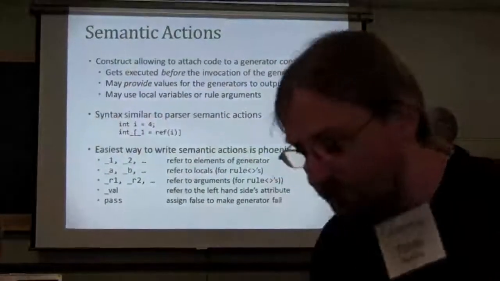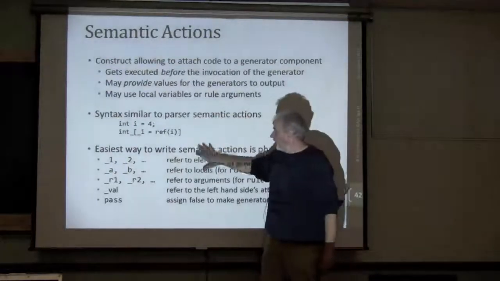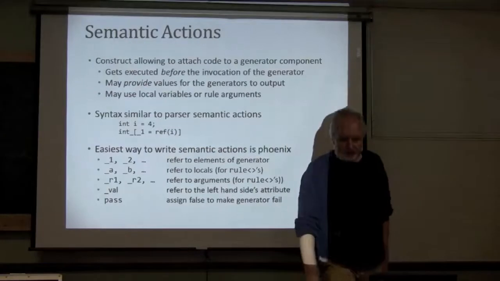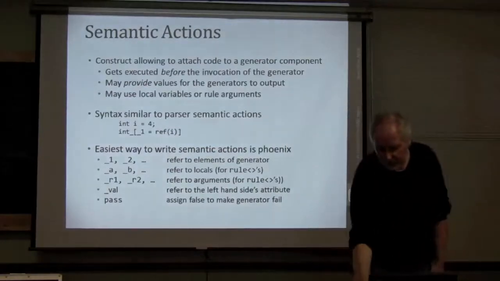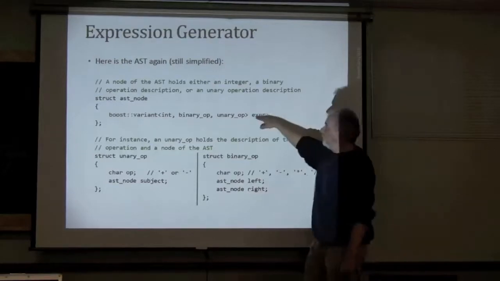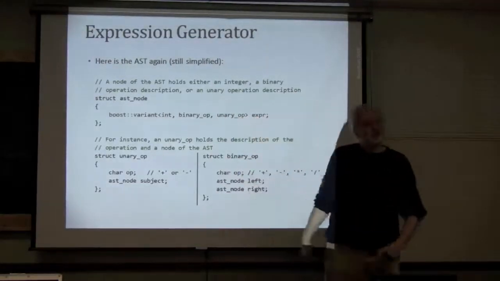I'm really rushing through that because I'm already out of time. Semantic actions are really similar except they return a value instead of an assignment, because I want to provide a value to that thing. And that's the interesting thing. I'm using the same data structure I generated from the parser, and I want to print something out of it.